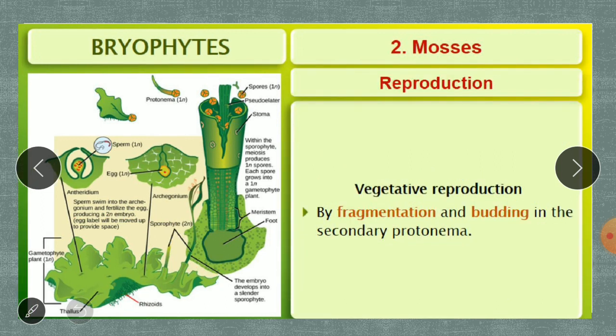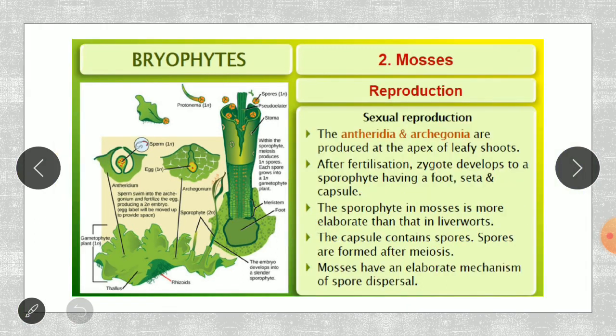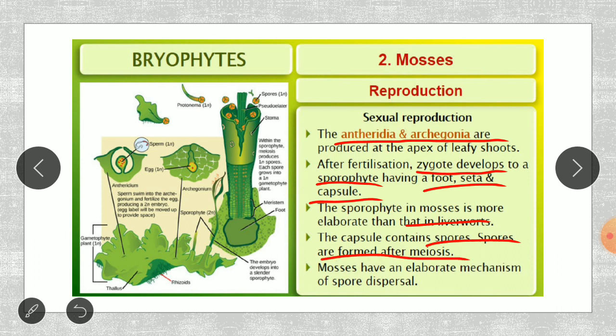Coming to reproduction, vegetative reproduction takes place by fragmentation and budding. For sexual reproduction, antheridia and archegonia are produced at the shoot tips. After fertilization, the zygote develops. From this zygote, the foot, seta and the capsule are produced, that is the sporophyte. The sporophyte here is more developed than that of the liverworts. The capsule contains spores and the spores are formed after meiosis. Mosses have an elaborate mechanism of spore dispersal.